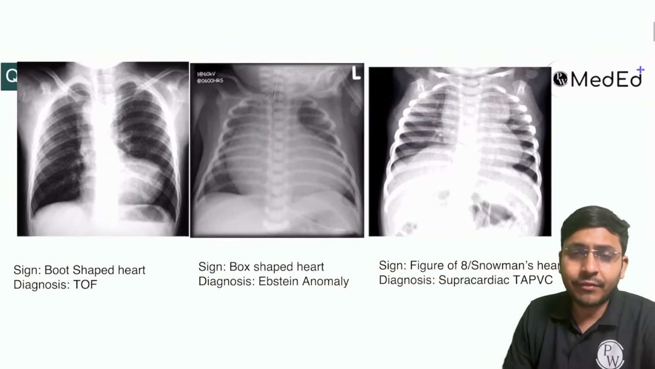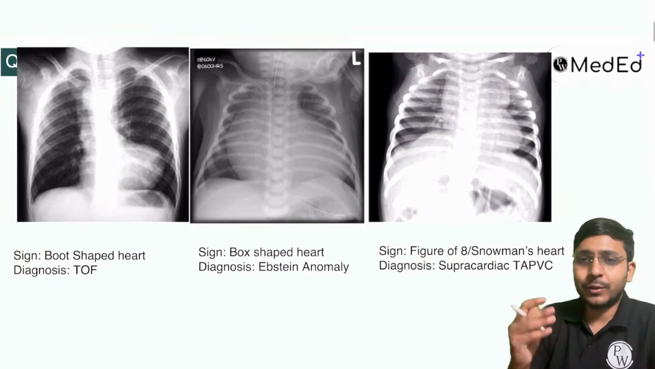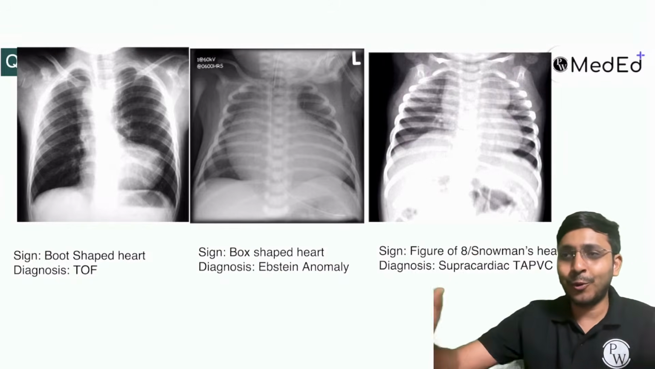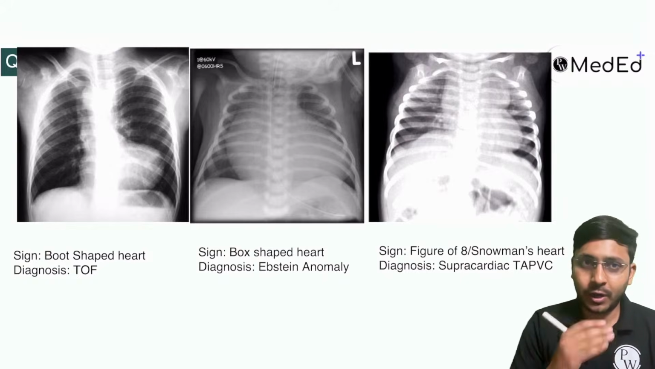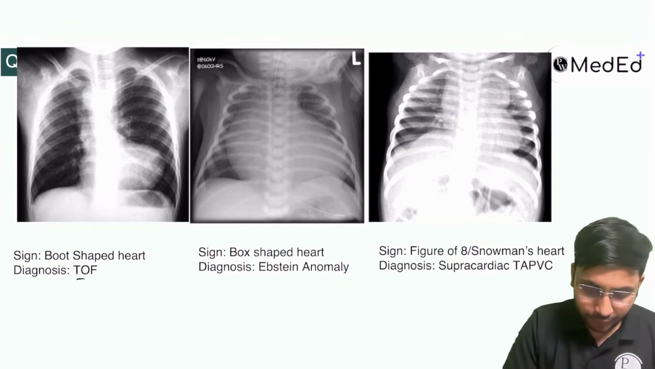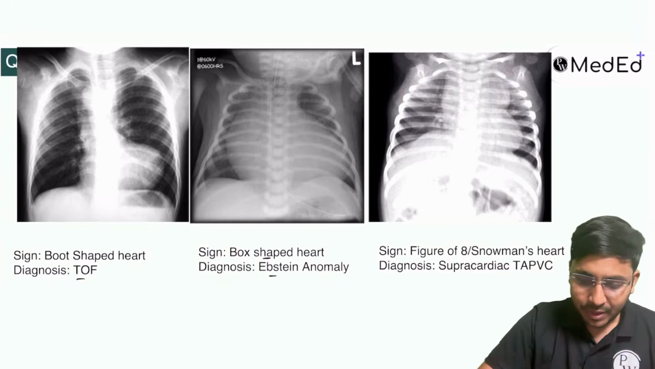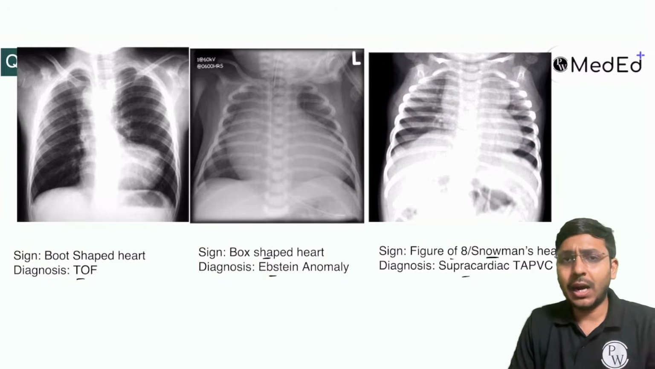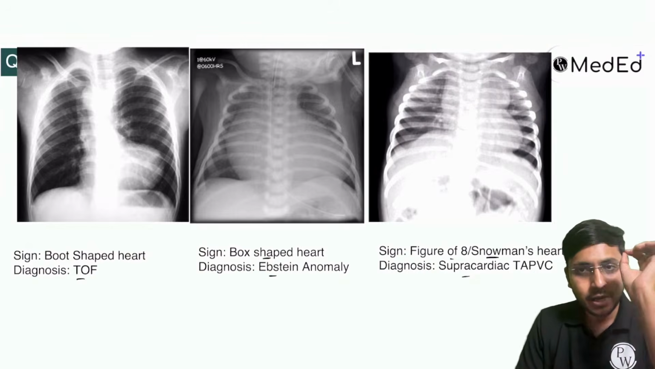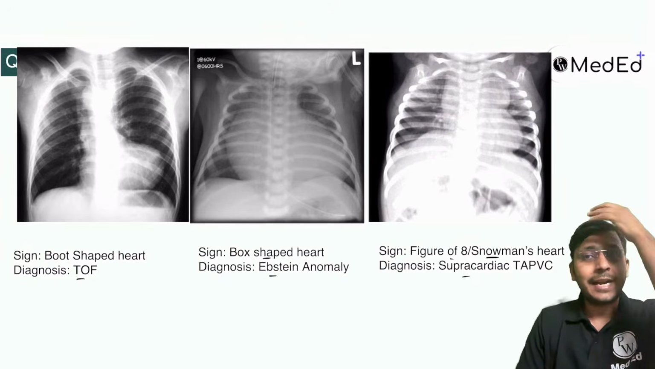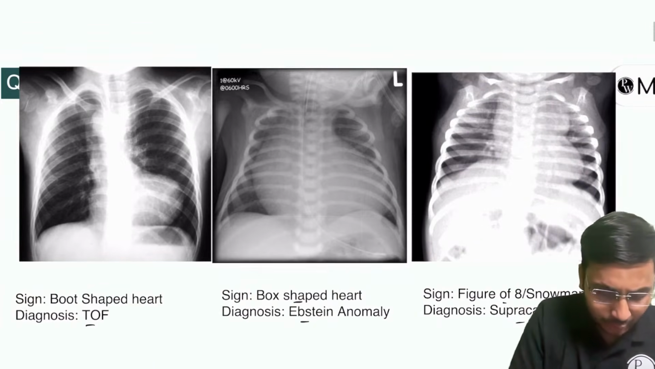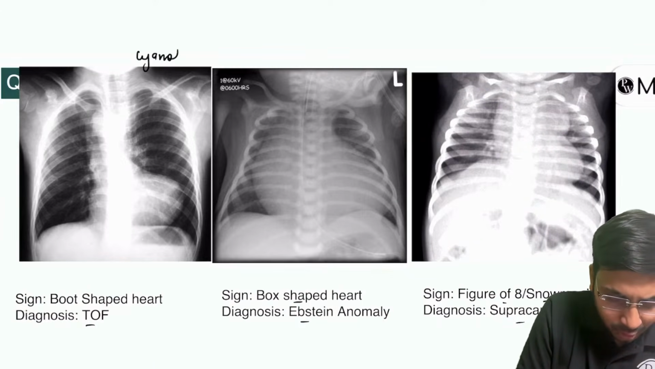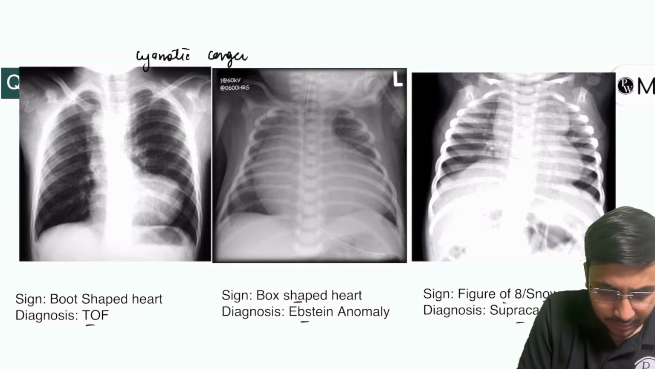Now quickly let's finish the other heart x-rays also. This is your favorite part. All of you know these signs, so I'm not going to waste much time. The signs and diagnoses are already written. Boot-shaped heart, TOF, box-shaped heart, Ebstein anomaly, figure of 8 snowman's heart is supracardiac TAPVC. Now, as a bonus question and as an advanced question, let me give you a few more scenarios. All of these are causes of cyanotic congenital heart disease, right?